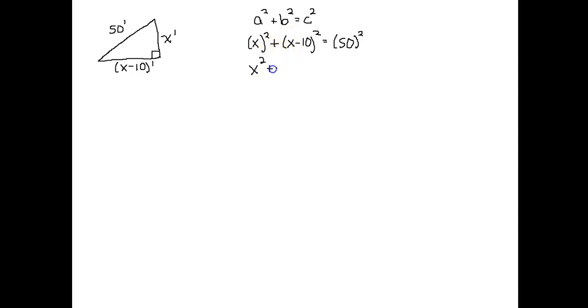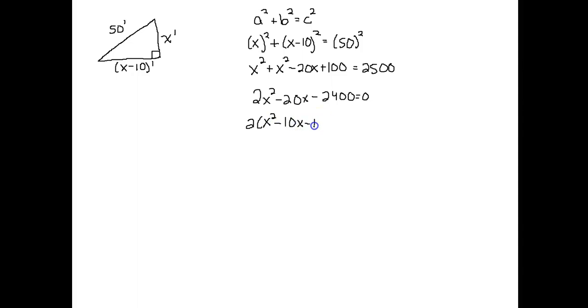So you got x squared plus x squared minus 20x plus 100 equals 2500. Do a little cleaning up: 2x squared minus 20x minus 2400 equals 0. You can actually do some factoring for this problem. Factor x squared minus 10x minus 1200 into x minus 40 times x plus 30.